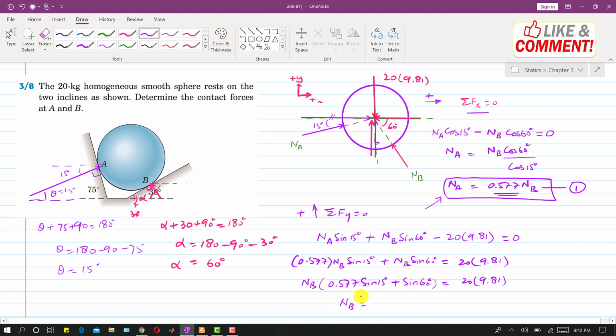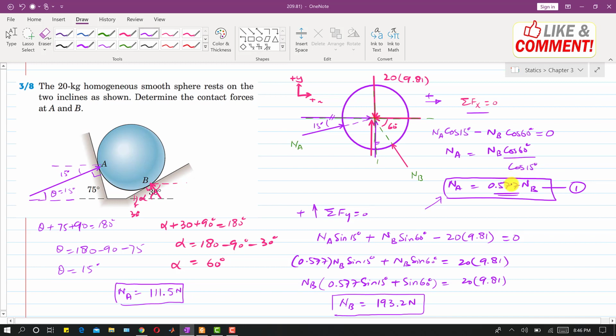If I solve this, we will get the contact force at point B, and NB comes out to be 193.2 newtons, right? So this is the contact force at B, and using equation 1 we can find NA. So NA is equal to 0.577 into NB, right? So it will be 0.577 multiplied by 193.2, so we get 111.5 newtons, right? So this is the contact force at A. So this is the solution of this problem.